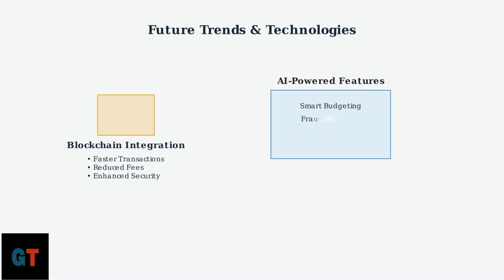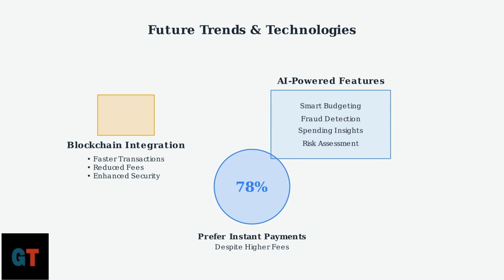Artificial intelligence is powering smart budgeting features and fraud detection systems. These AI systems can analyze spending patterns and detect suspicious activity in real time, providing better financial insights and security. Consumer preferences are shifting toward instant payments, with 78% of users preferring immediate transfers despite higher fees. This trend is driving innovation in real-time payment systems.